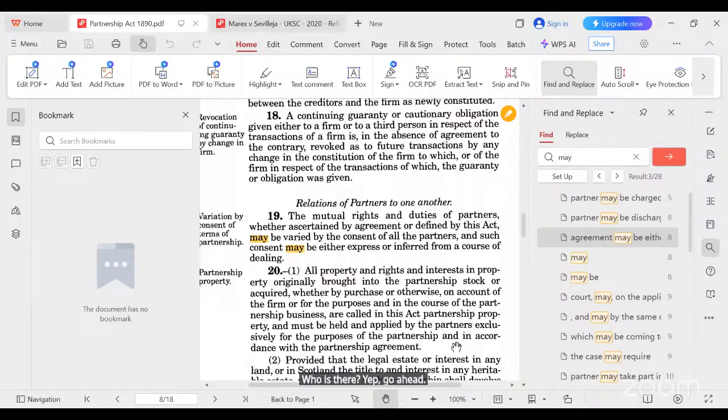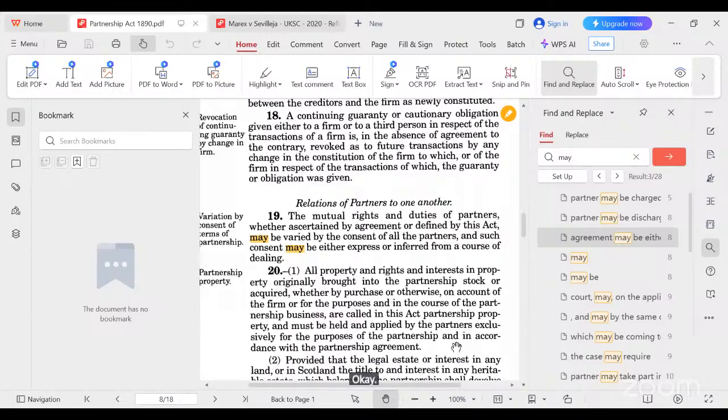The mutual rights and duties of partners, whether ascertained by agreement or defined by this act, may be varied by the consent of all the partners. As such consent may be either expressed or inferred from a course of dealing.